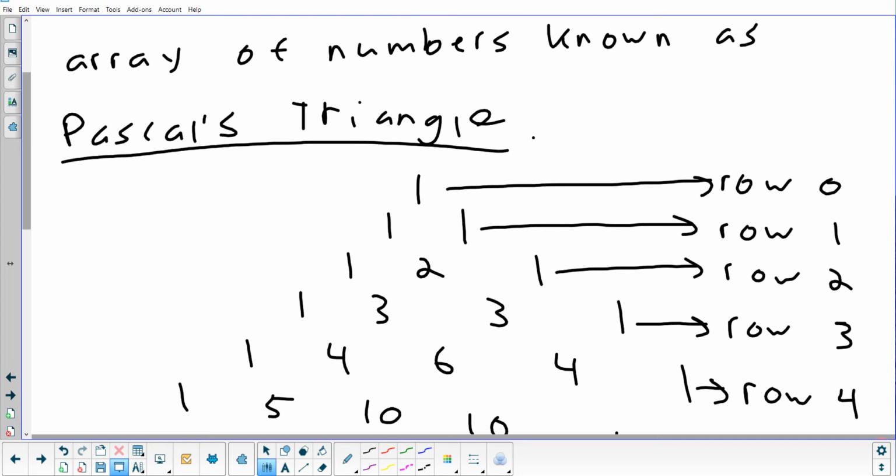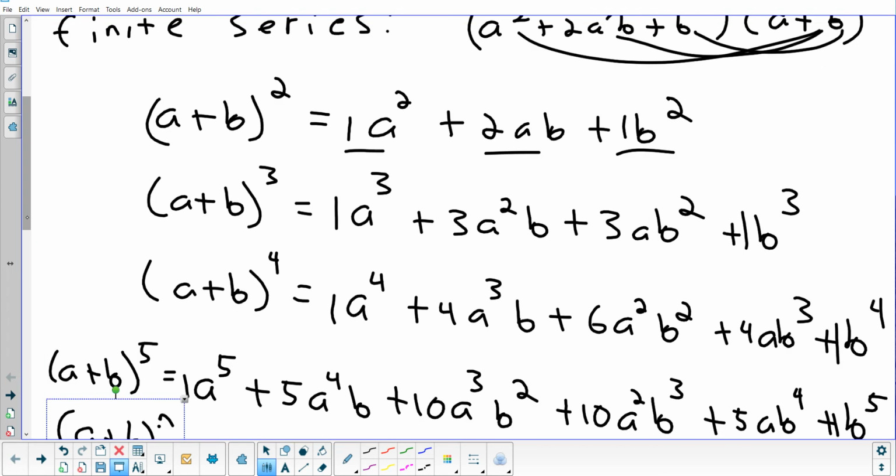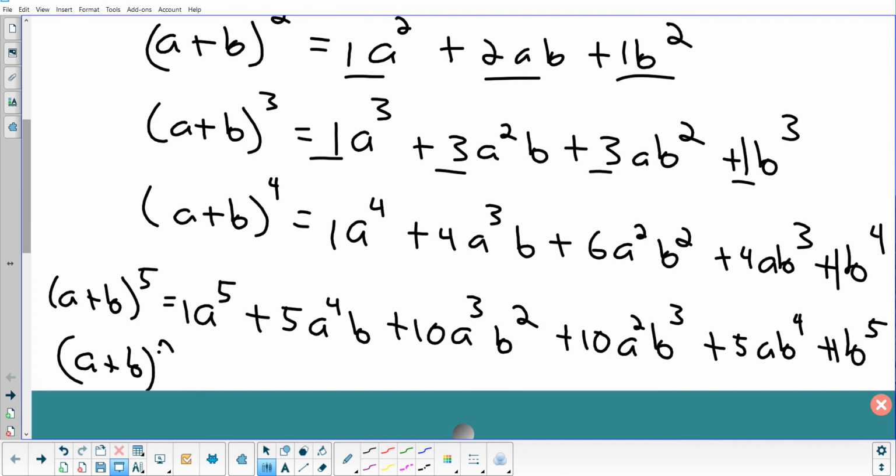If you want to raise something to the 3rd power, if you go to row 3, 1, 3, 3, 1. Let's go back and look at what happened when we raised to the 3rd power. 1, 3, 3, 1. So these coefficients are coming from Pascal's triangle. Okay, so that's a good pattern to notice with the numbers. How about the letters? What do you notice in the pattern with the A's and the B's as you read from left to right?